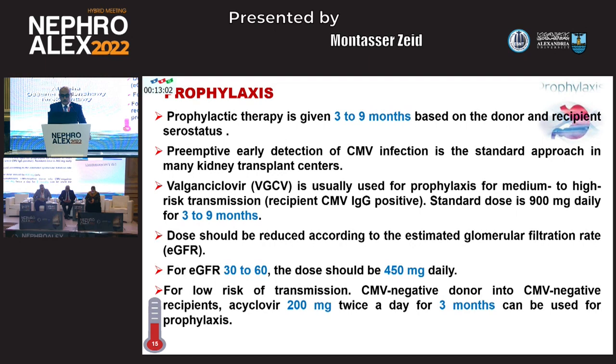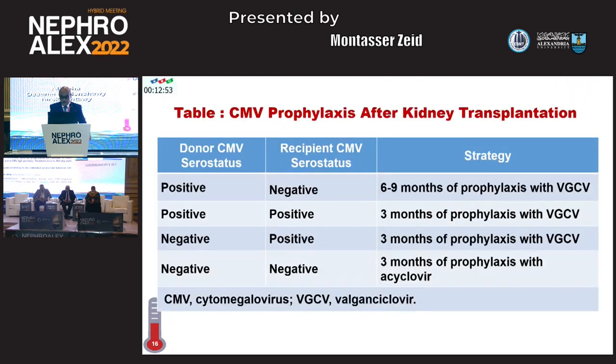And for low risk of transmission, CMV negative donor into CMV negative recipient, acyclovir can be tried at 200 milligrams twice a day for 3 months.